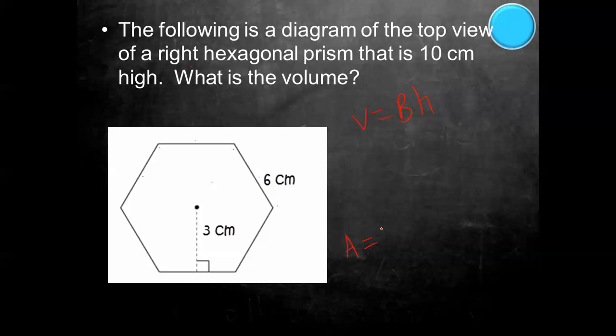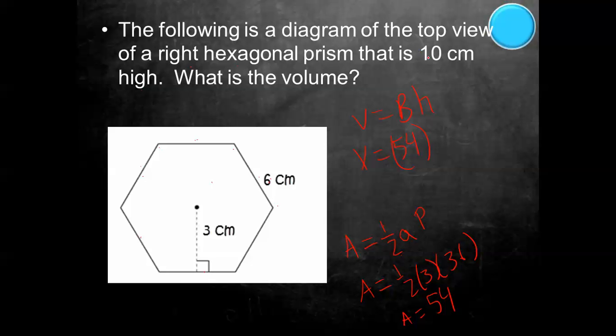Now remember, when we're finding the area of a hexagon, we're going to use 1/2 times the apothem times the perimeter. So we're going to take the perimeter here. We have 6 on each side. That's 36 if we add up all the sides, and our apothem is 3. So we're going to take 3 times 36, divide that by 2, and that's going to give us 54. So the area of the base is 54.